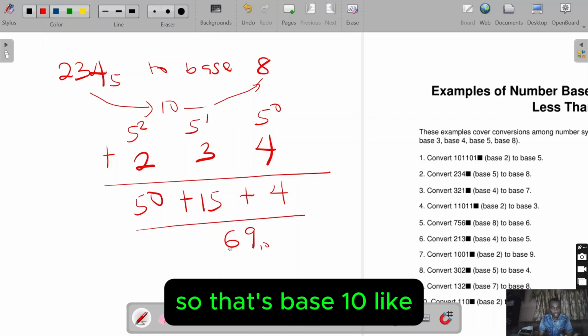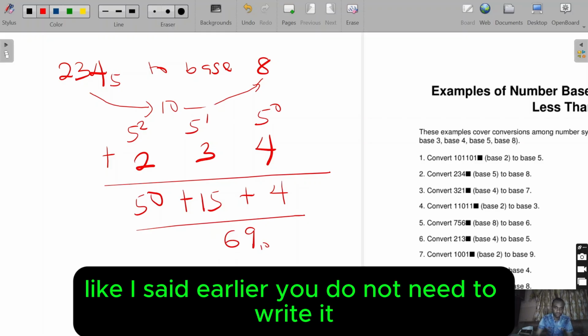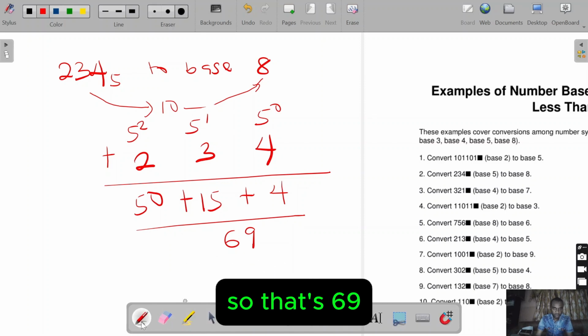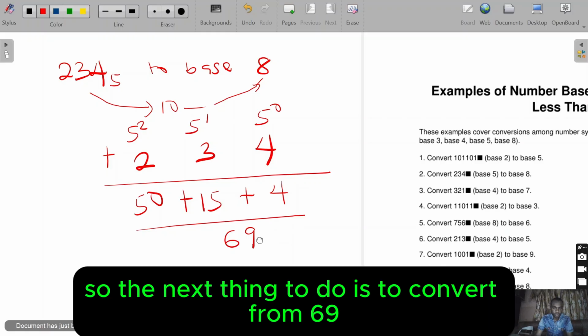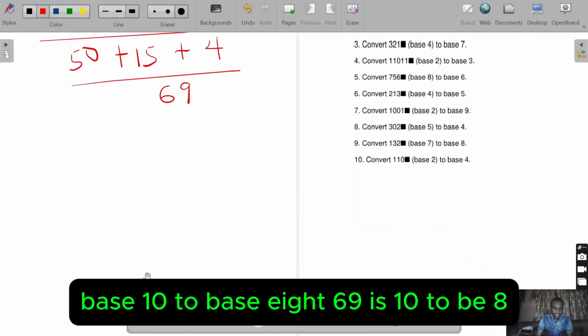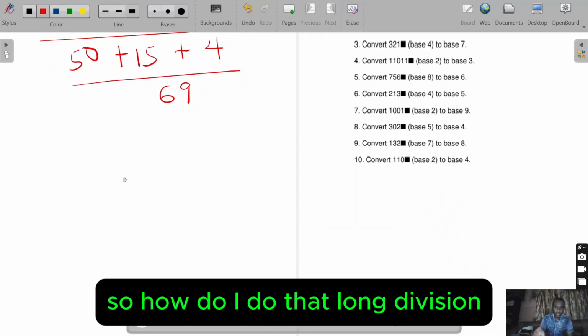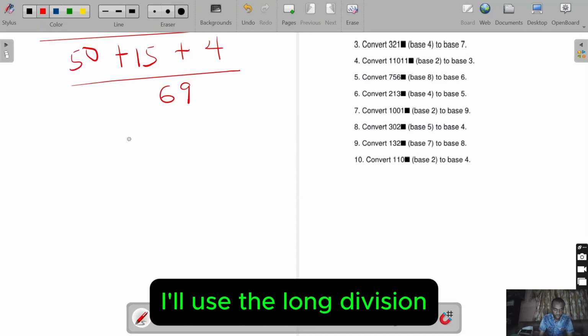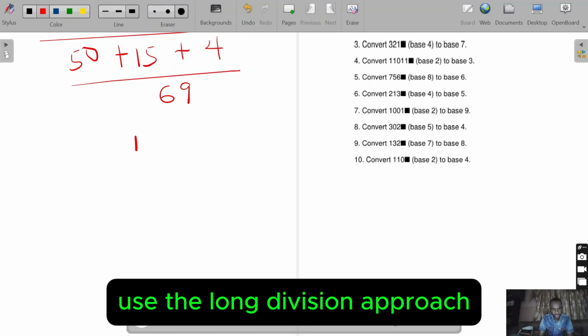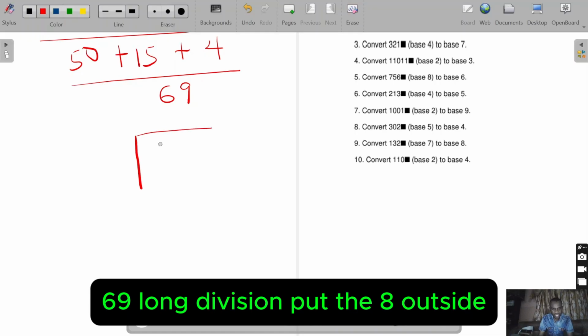Like I said earlier, you do not need to write that number. So that's 69. The next thing to do is to convert from 69 base 10 to base 8. So how do I do that? Long division. When you are converting from base 10 to other bases, you use the long division approach. 69, long division. Put the 8 outside.